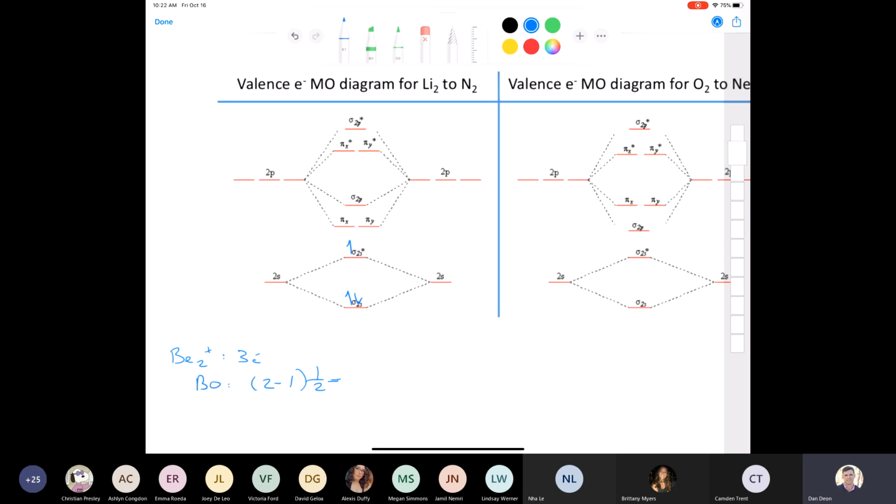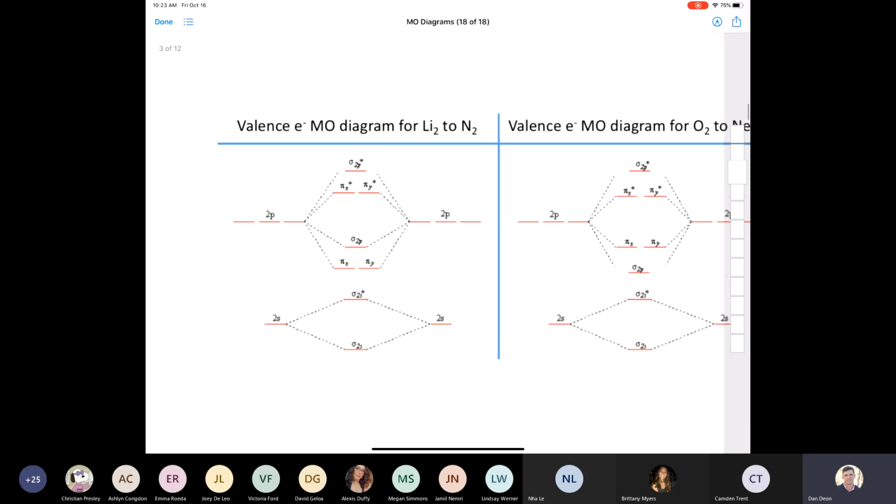2 minus 1 is 1. Multiplied by a half is 0.5. So we have 0.5 for Be2 plus. Let's keep moving. Let's do the next one, which was what?